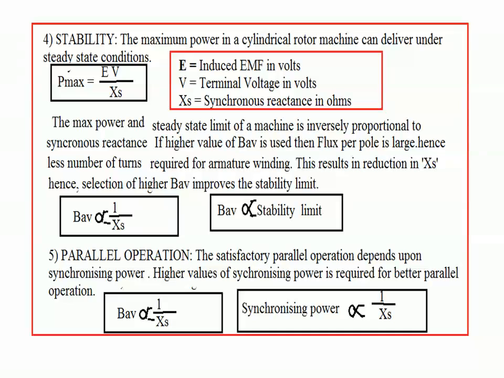Hence, you make the two blocks. One, B average is inversely proportional to XS. If we are using the higher B average, then XS value is less. If XS value is less, then it improves the synchronizing power and gives better parallel operation. You remember these blocks and convert them into explanation.